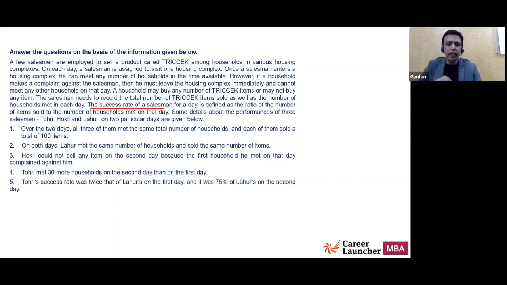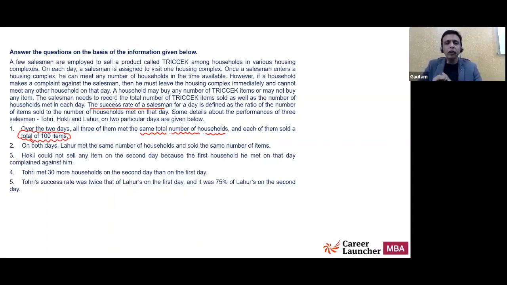It says, over the 2 days, all of them had met the same total number of households. That was important. So the total households of day 1 and day 2 have to be equal. And each of them over the 2 days has sold a total of 100 items. So the total sellings of day 1 and day 2 for each of the salesmen has to be 100 only. On both days, Lahore met the same number of households and sold the same number of items, because they have to end up selling 100. So obviously he would be selling 50-50 on each day.